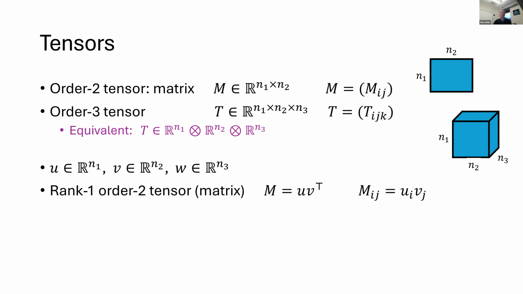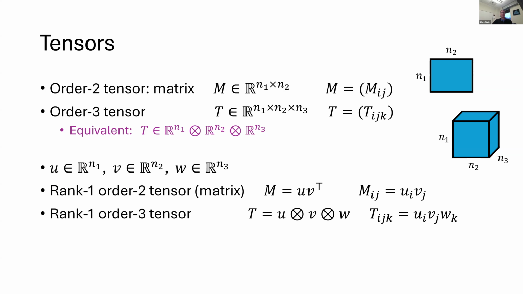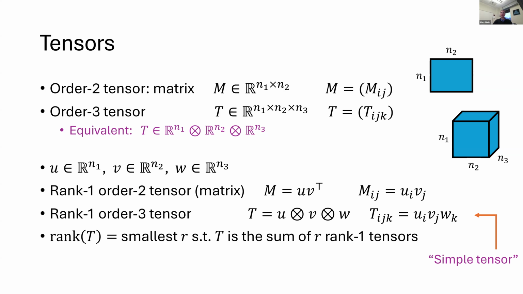So if you have some vectors, we know that you can form a rank 1 matrix in this way. And similarly, you can form a rank 1 order 3 tensor by combining 3 vectors. This sometimes also is called a simple tensor. And then in general, you can define the rank of a tensor to be the smallest r, such that this tensor can be written as the sum of r different rank 1 tensors, where the sum is performed entry-wise the same way as for matrices. And there's actually a lot of different notions of tensor rank, and this one specifically would be the CP rank.